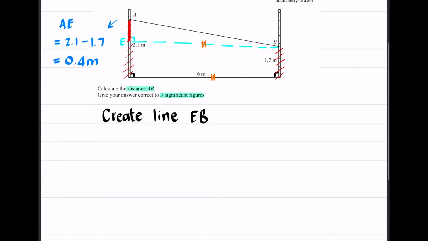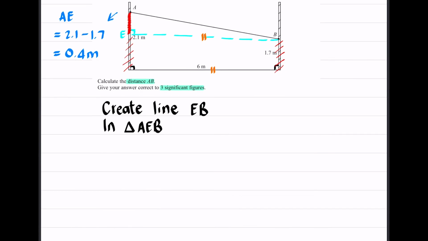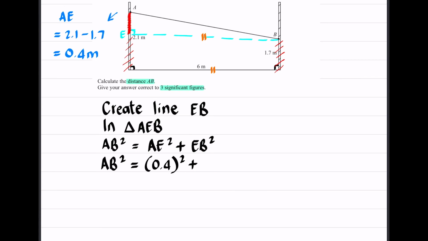So I'm going to start by stating that I'm working now in the triangle that I've just created, which is AEB. I'm looking for the length AB, so that means that I'm looking for the hypotenuse. So AB squared will be equal to side 1, which is AE squared, plus side 2, which is EB squared. AB is what I'm looking for, so AB squared is equal to, AE is what I just calculated, which is 0.4. So I have 0.4 squared plus EB. EB is the bottom length, which is 6 squared.